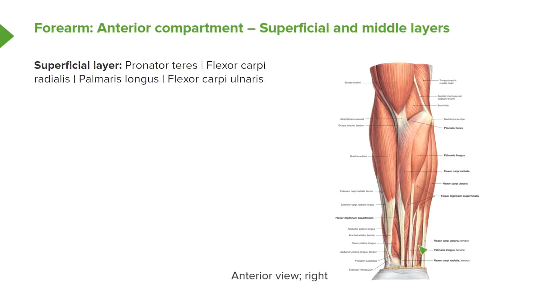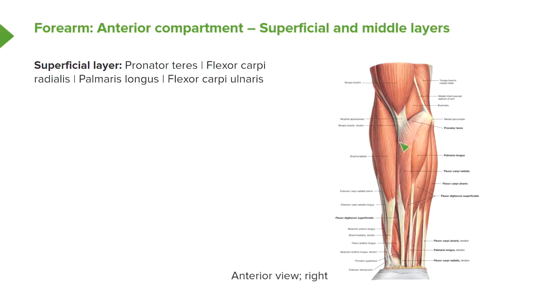We can see on this superficial layer, we have those muscles, pronator teres, flexor carpi radialis, palmaris longus, and flexor carpi ulnaris. We can see they're all radiating away from this medial epicondyle region, and they're passing across the forearm.